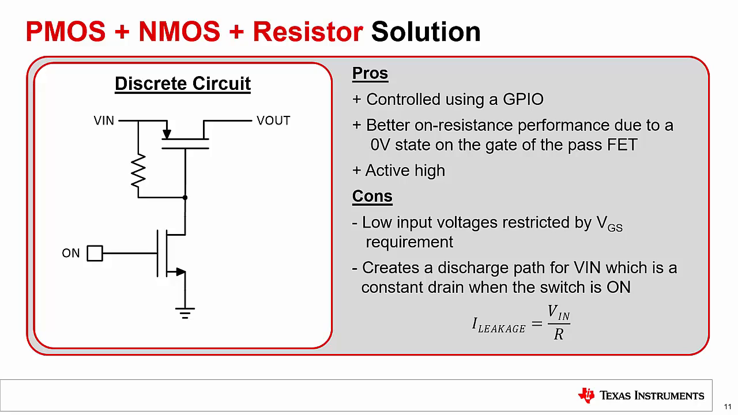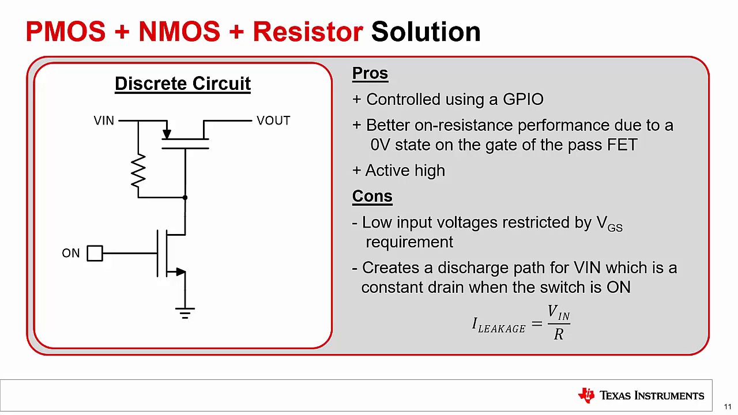This second solution adds a resistance and NMOS transistor. By controlling the gate of the NMOS transistor, the solution becomes active high, meaning that a high voltage will turn on the system and a low voltage will turn it off. Also, the NMOS will be able to pull the gate of the PMOS to a 0 volt state, which optimizes the on resistance performance of this solution.